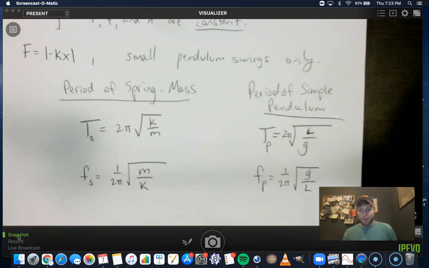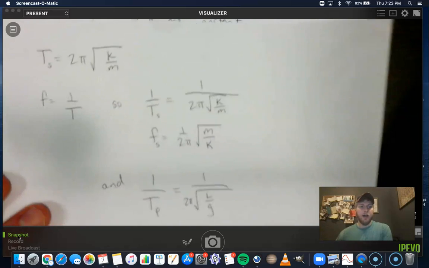There you have it. All I did was flip everything. There is the frequency of a spring mass system. There is the frequency of a simple pendulum. We're going to talk a lot more about these.